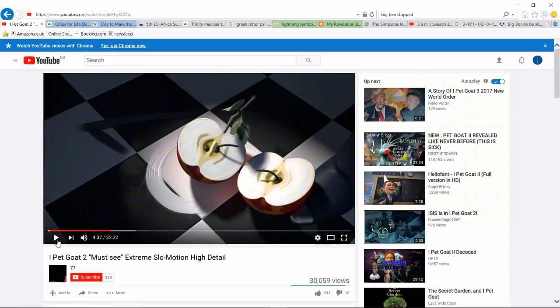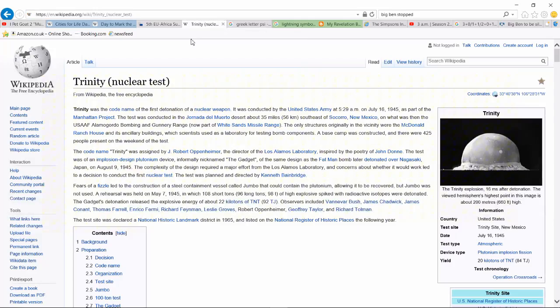So at this point here, I started looking at the splitting of the apple, which a lot of people, including myself, have taken to be the splitting of the atom. And when you look at the splitting of the atom, the code name for it was Trinity, or the Manhattan Project. It was part of the Manhattan Project, but it was actually called Trinity, and it was the code name of the first detonation of a nuclear weapon. And that was done by the British and by the American scientists.